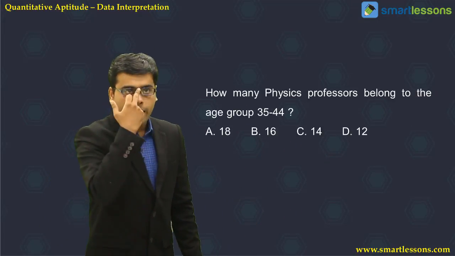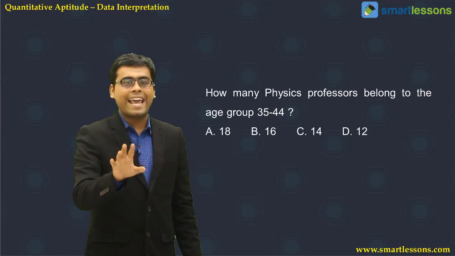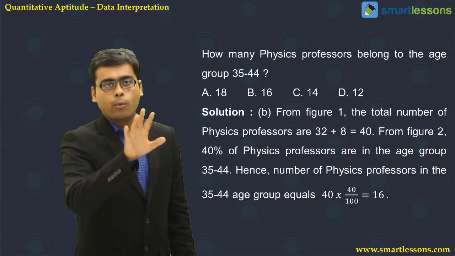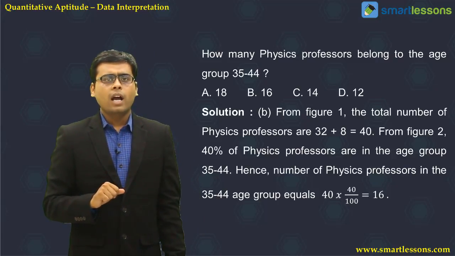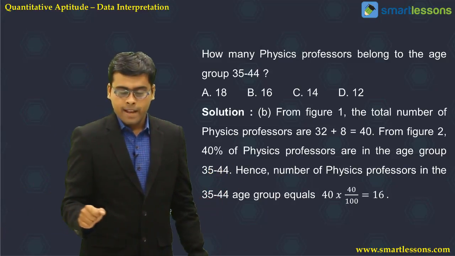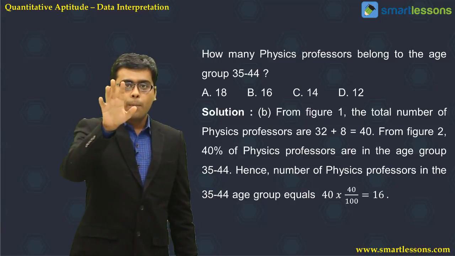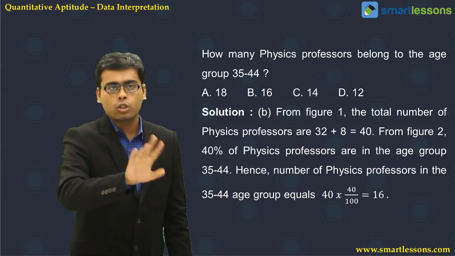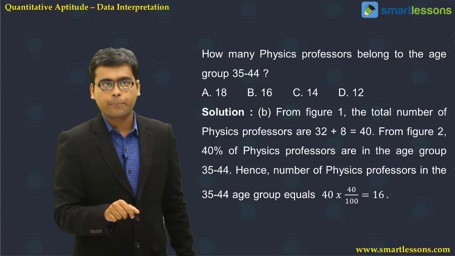So let's start. First question, how many physics professors belong to the age group 35 to 44? Now the first thing you need to find is the total number of physics professors including male and female. If you refer to the bar chart you can see there are 32 male professors in physics and 8 female professors in physics. So the total number of physics professors is 32 plus 8, that is 40.